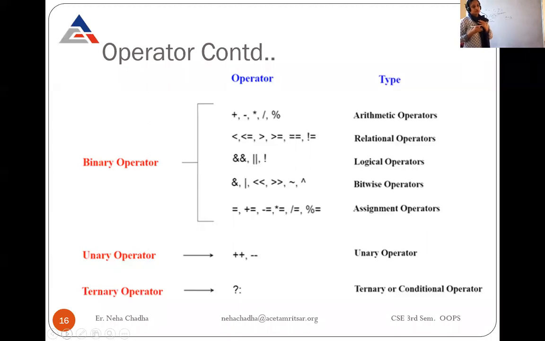Then comes the logical operator. The logical operators, which work in the true or false condition, are and, or, not. This will work according to your logic gate. If both are true, then only you will get the true value with the and. If one is true, you can get the true value with the or. Not is complementary.